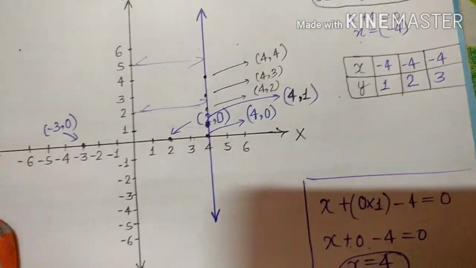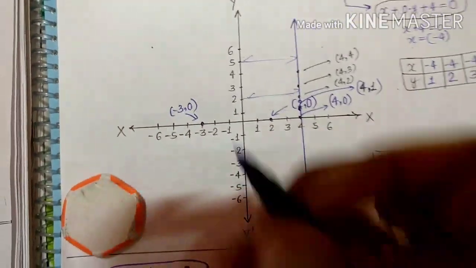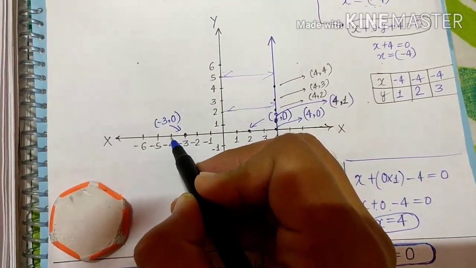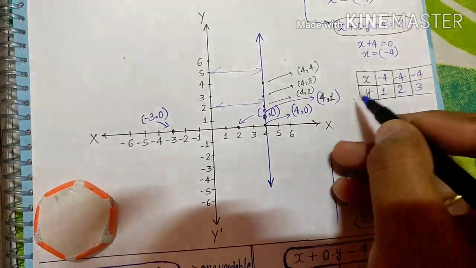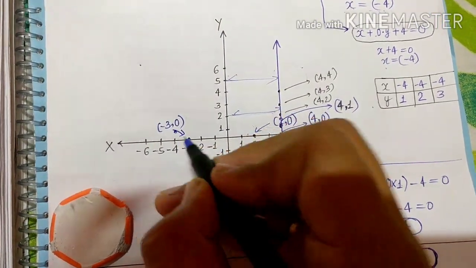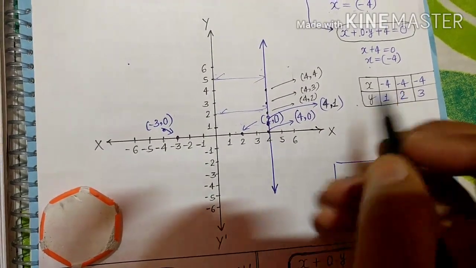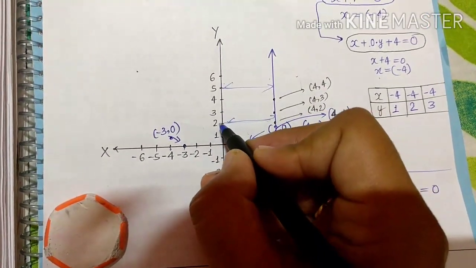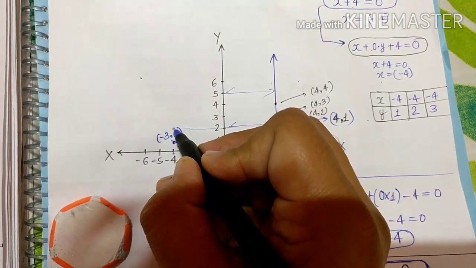Now let's show minus 4 comma 1 here. Minus 4 is the coordinate of x and 1 is the coordinate of y. So where is 1? 1 is this one. It will come like this here. Next point, minus 4 comma 2. So minus 4 is there and 2 is there, so it will come here just above this one.